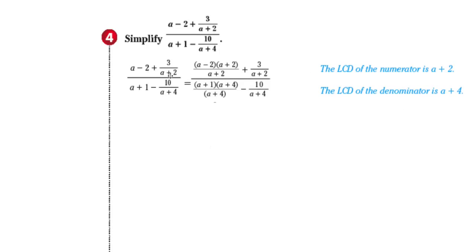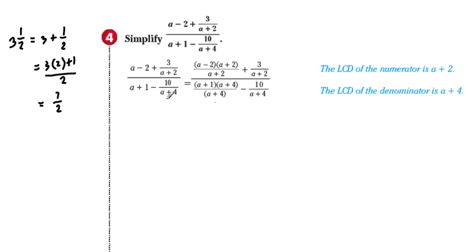If the LCD is a plus 2, that means we need to multiply a minus 2 by a plus 2, the whole term right there, and then we need to add 3. Remember, this is still the same. If for example I have 3 and 1/2, I add 3 plus 1/2, and when I want to convert this into an improper fraction, I simply multiply 3 times 2 plus 1, and I keep the 2 as my denominator. This becomes 7/2, and that's the same thing here. I multiply a minus 2 by the denominator, add 3, and keep the denominator the same.